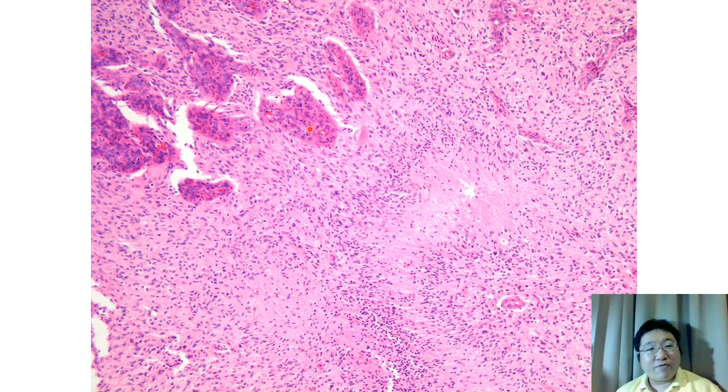According to the definition, we require to see more than two cell layers in order to make the diagnosis of vascular endothelial proliferation. So endothelium must be stratified instead of a simple layer, right? So here we see the capillary wall is so thick with many layers of endothelial cells. This is vascular endothelial proliferation.